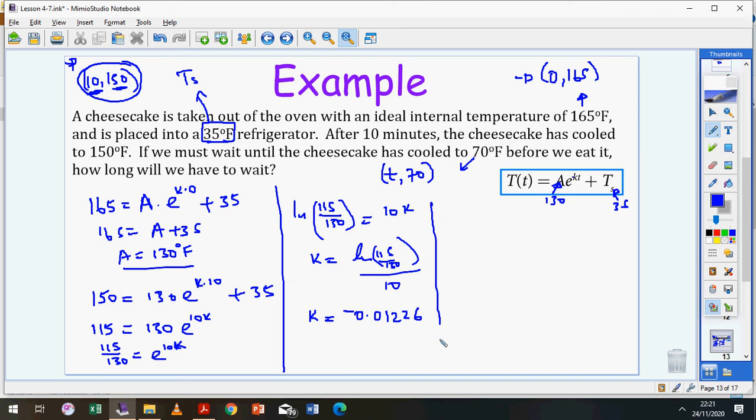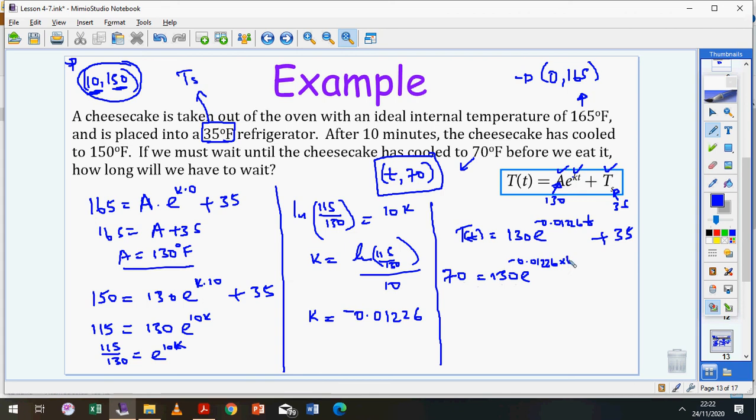So now my equation, since I've got all of this information, I know what A is, I know what K is, I know what T is. My equation is now any temperature that I'm looking for as a function of T is equal to 130 times e to the power negative 0.01226 times T, plus the temperature of the surroundings, which is 35. So using that equation, I can figure out how long I have to wait for it to get to 70. So the temperature is going to be 70: 70 equals 130 e to the power negative 0.01226 times T, which I need, plus 35.